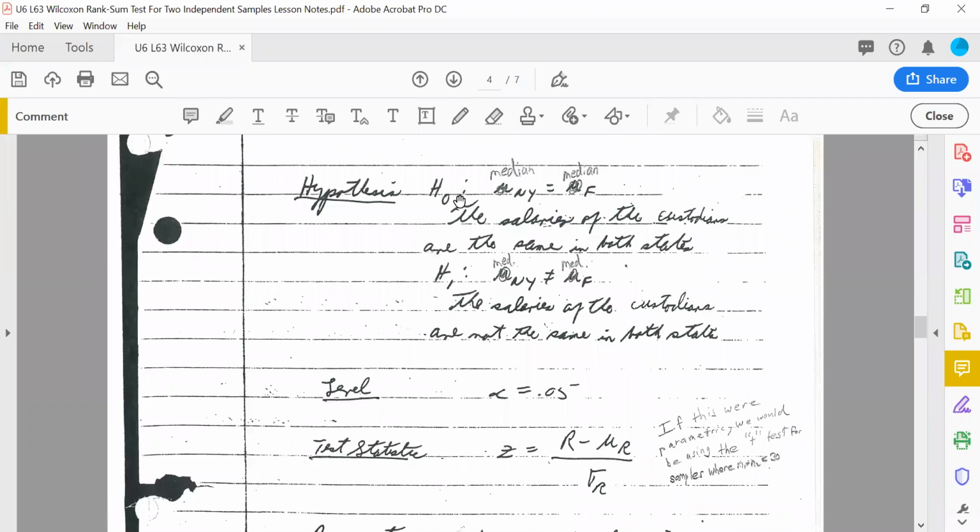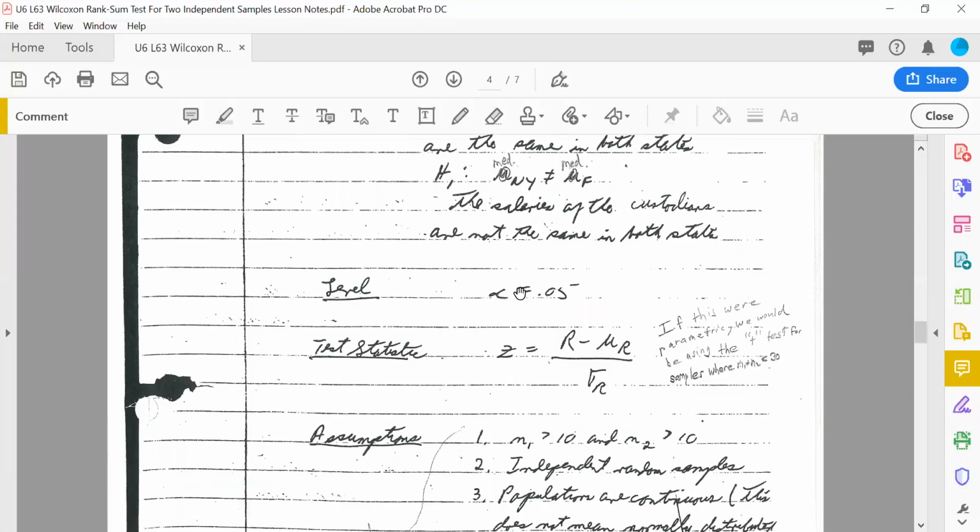Scroll down. Hypotheses. In the 5th edition of this textbook, the author wrote that the means were equal. In the 10th edition of this book, he wrote that the medians are equal. I don't give a hoot what you do. You could write mean or median. I'm fine with that. So the mean or the median of New York equals the mean or the median of Florida. The salaries of the custodians are the same in both states versus they are not the same. The alpha level is 0.05.